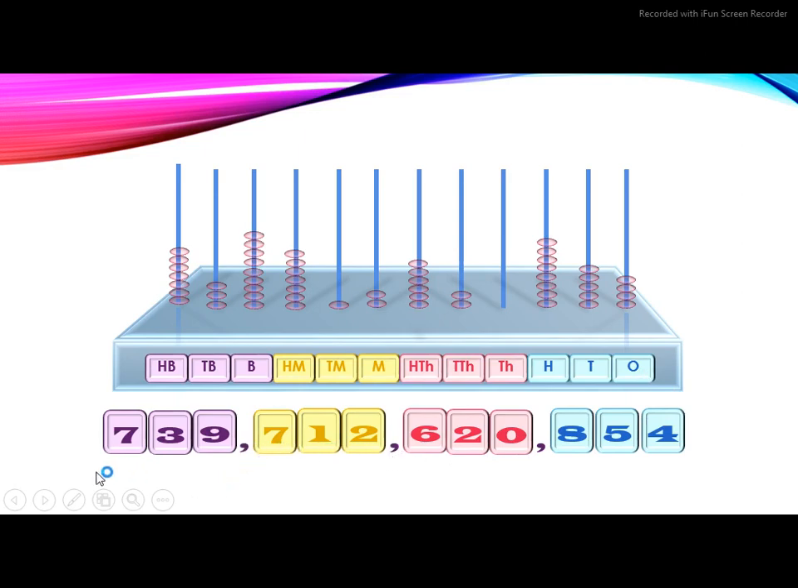Now let's read the number by period from left to right. So we read 739 billion, 712 million, 620,000, 854. That's great! Now let's practice more.